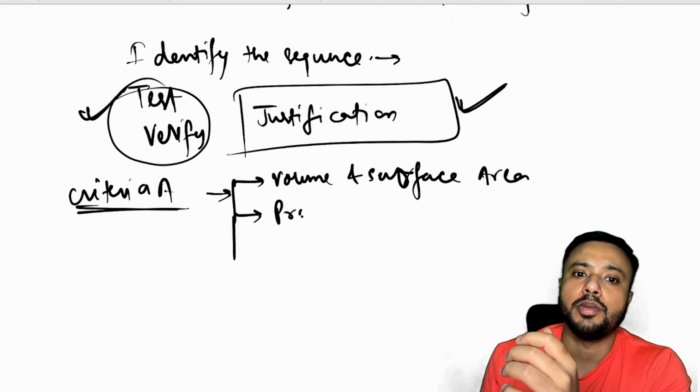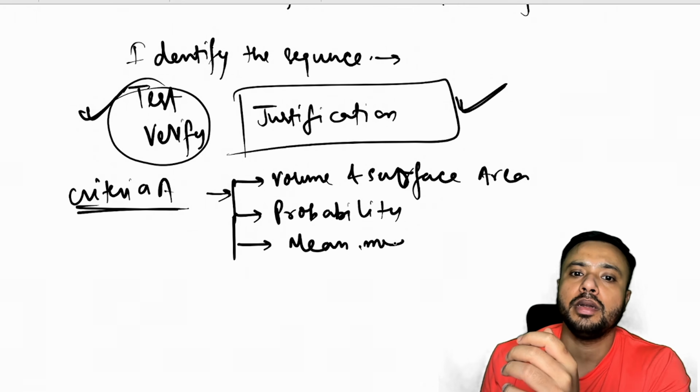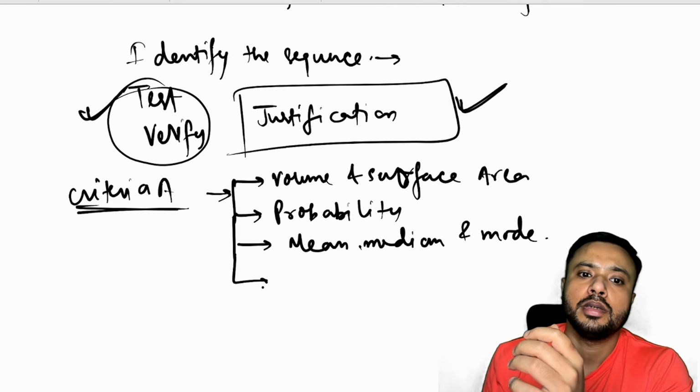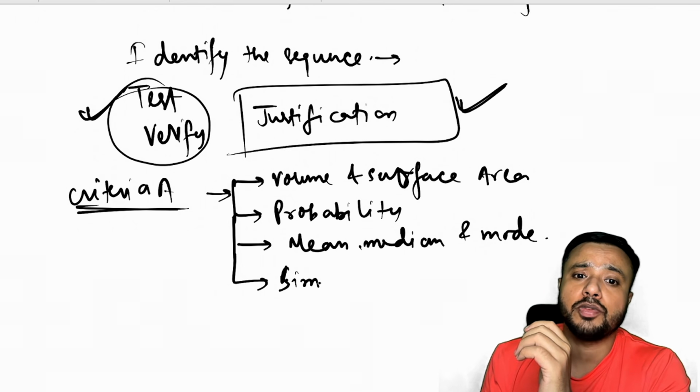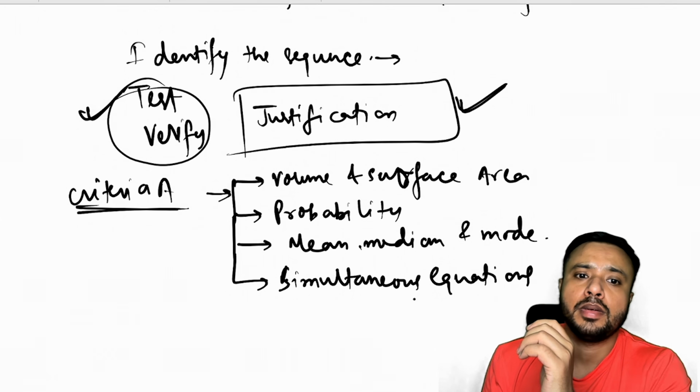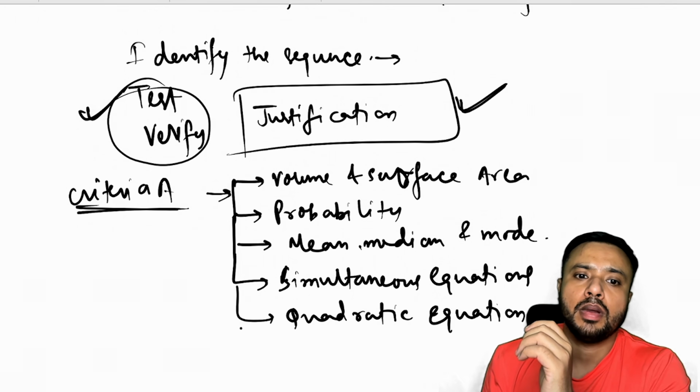Then you have to be extremely good in probability. Then you should be knowing how to find the mean, median, and mode from statistics. Then the next topic you need is simultaneous equation and quadratic equation and quadratic functions.